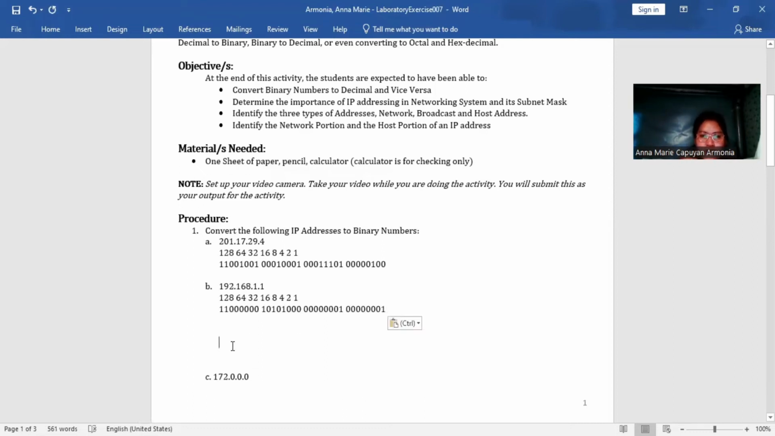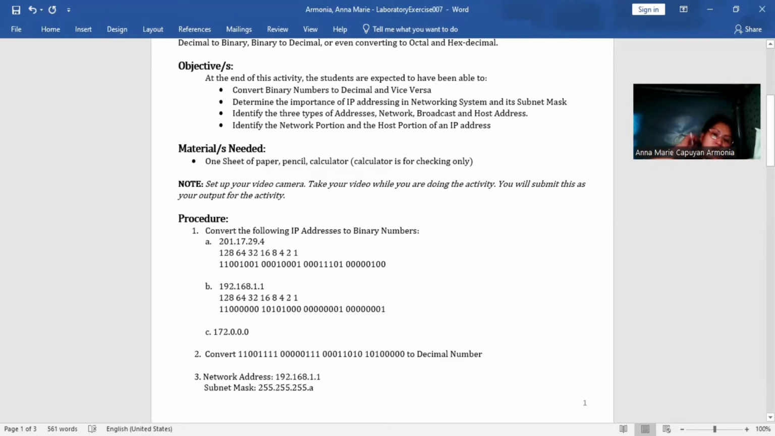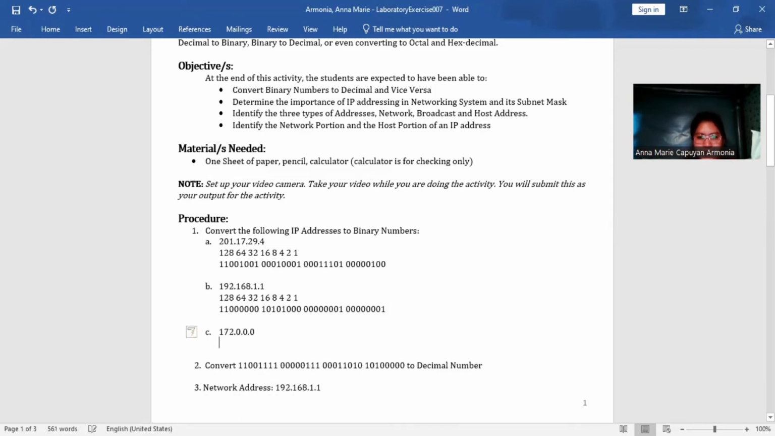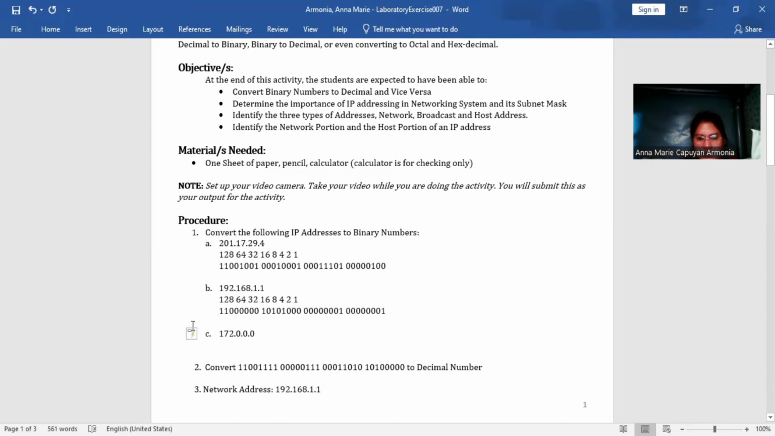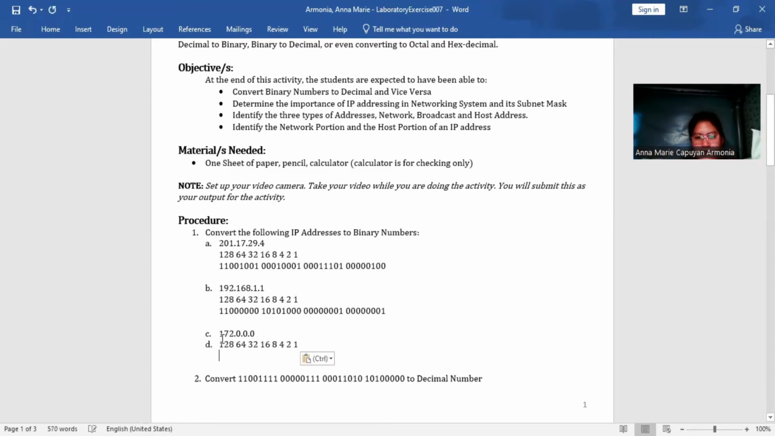So let's move to our C problem. Again, same process. Excuse me. So okay, let's copy again our... I forgot how we call this. Okay, then.